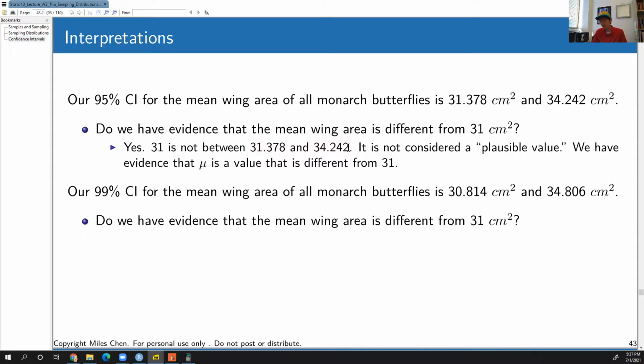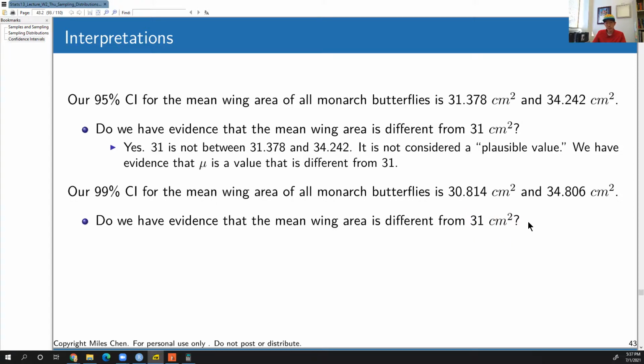Okay. With a 99% confidence interval, my interval goes from 30.8 to 34.8. And now we ask the same exact question: do we have evidence that the mean wing area in the population is different from 31?